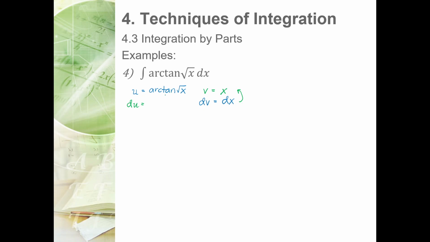So du, it's the derivative of square root of x. So that will be 1/2 times x raised to negative 1/2. And then you have a squared plus u squared, where a squared is 1 and u squared is x.